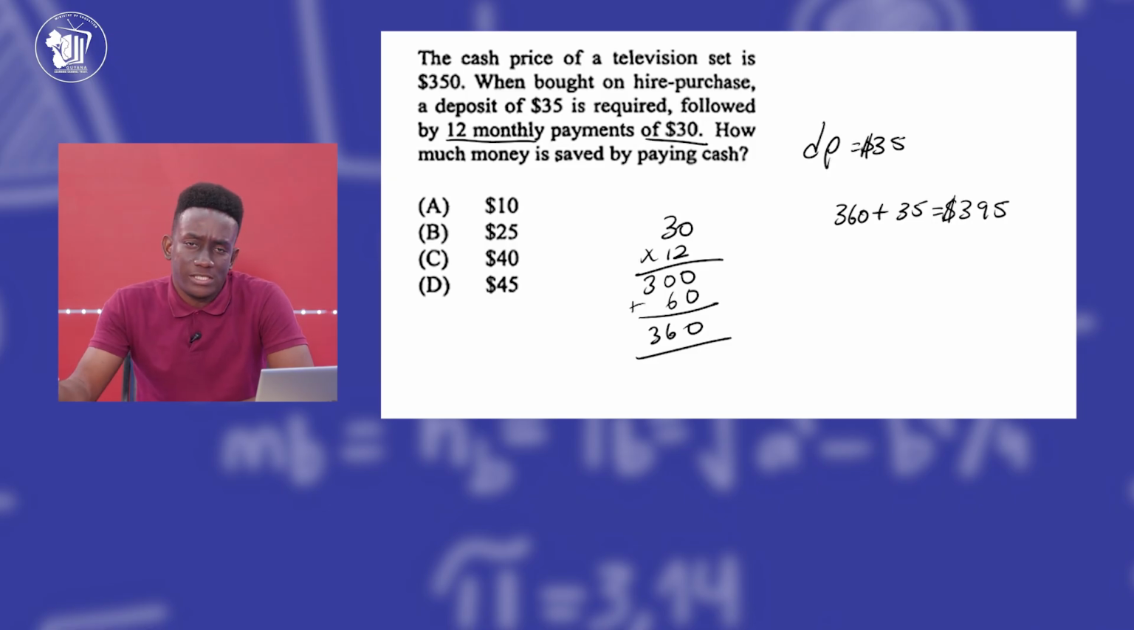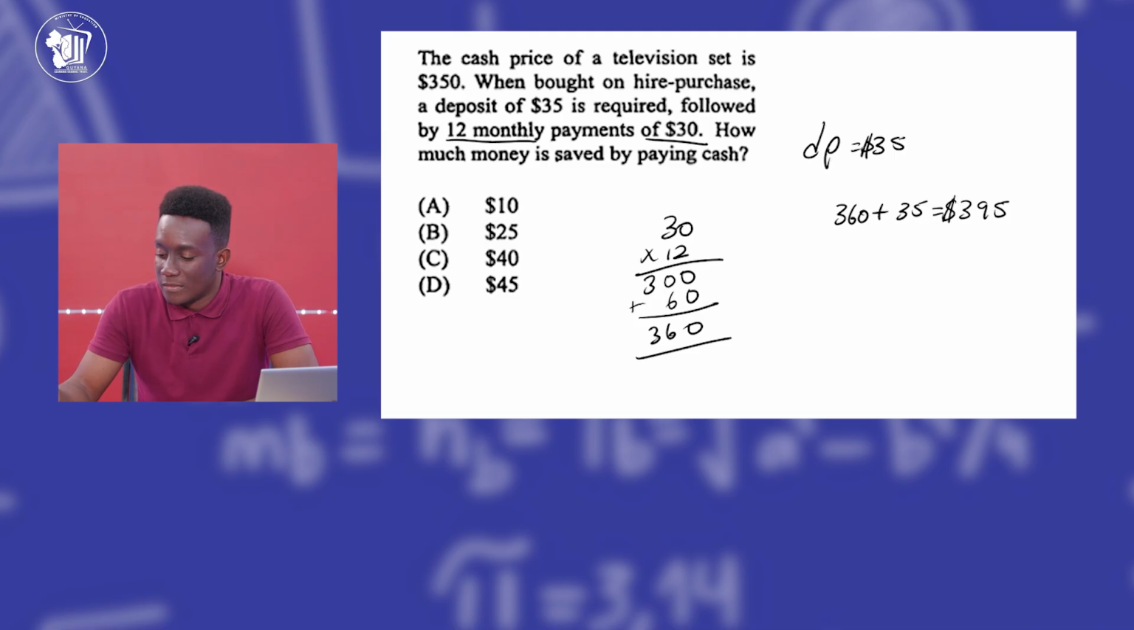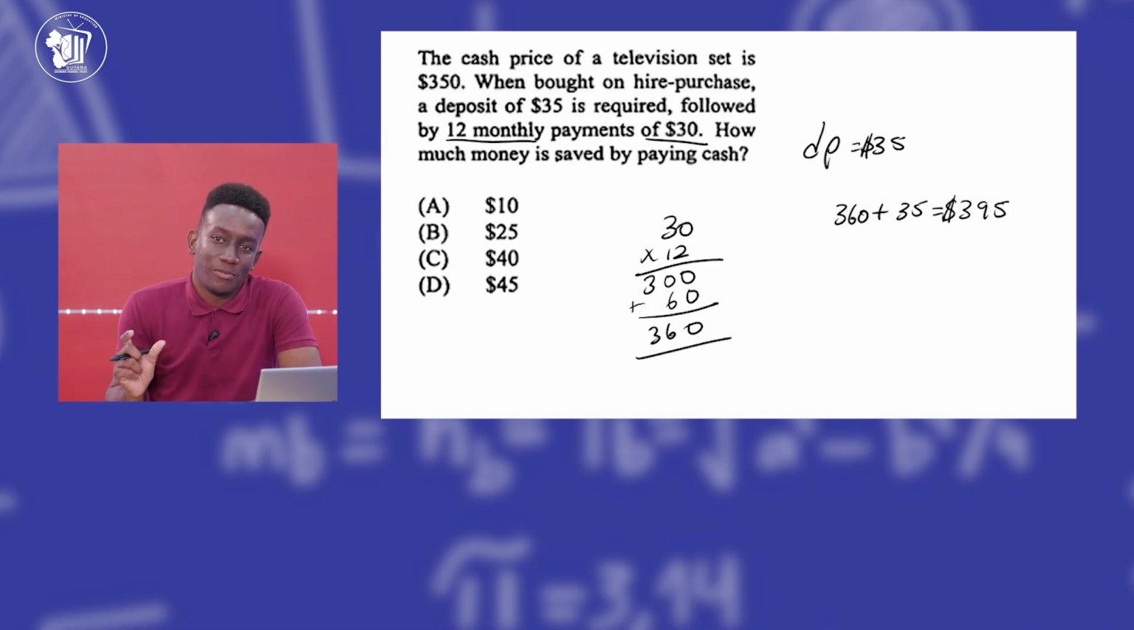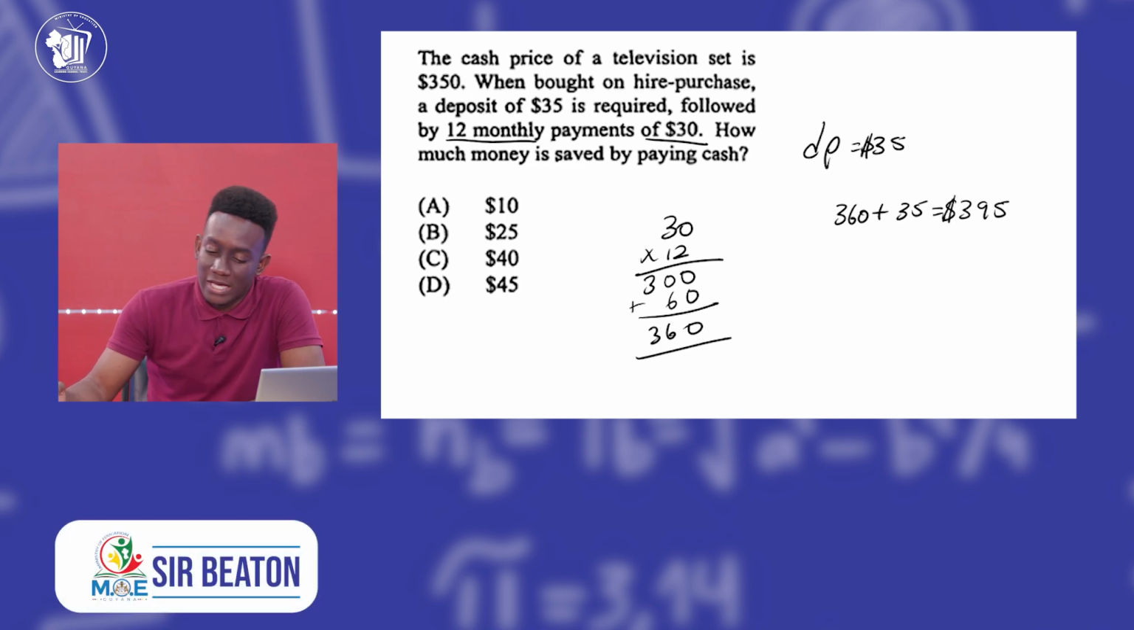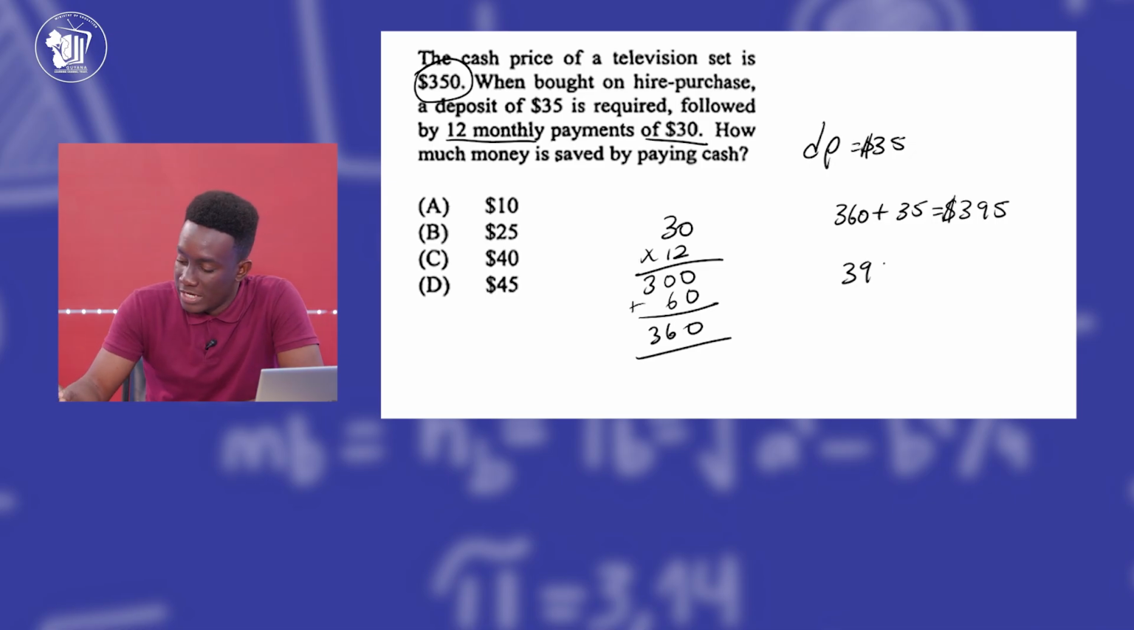Remember, for hire purchase, you pay a down payment and then you pay some monthly installments, and the store will decide how much the monthly installments will be and for how long. These people use hire purchase when they want to buy something that they cannot pay the full price for. So the question says, how much money was saved by paying cash? We see that the cash price for the television was $350. This will be $395 subtract $350, which would give us 0 from 5 is 5, 5 from 9 would be 4, and 3 from 3 would be 0.